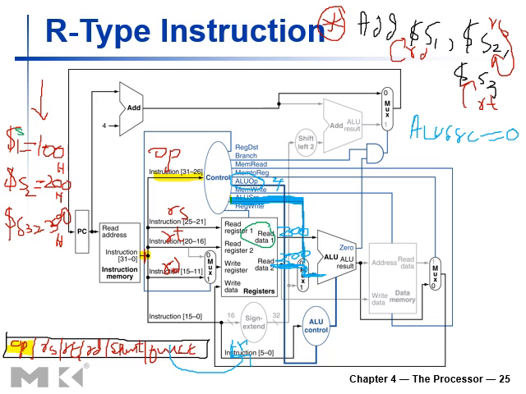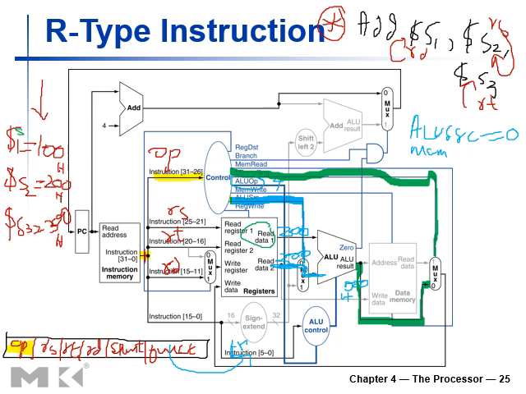The ALU result that is produced, the result of the addition, is basically 500H, and this line is connected to this multiplexer. So now the control unit will set this select line, this control line, that is MemtoReg, equals to 0.